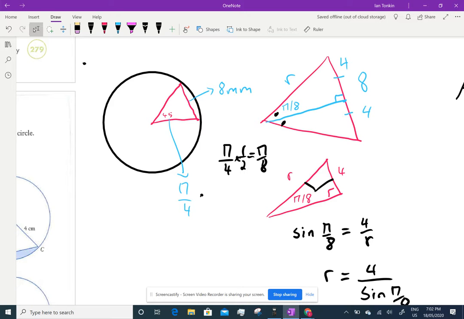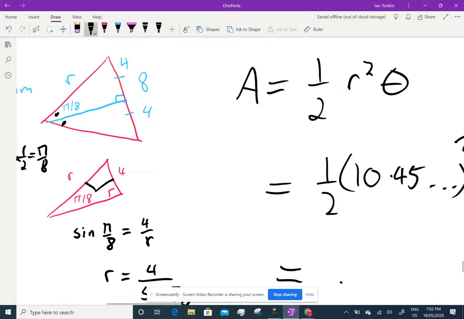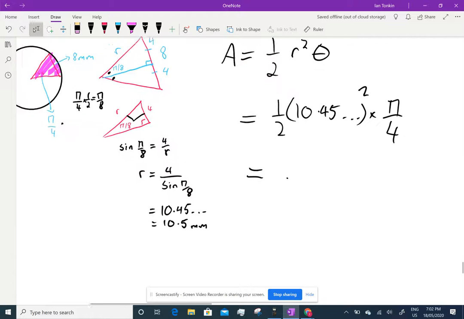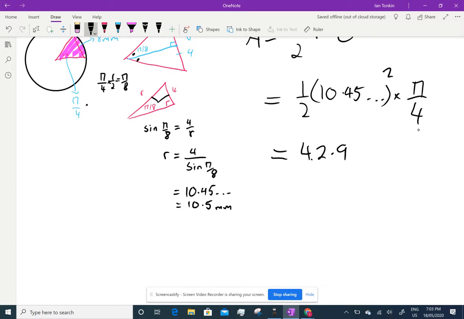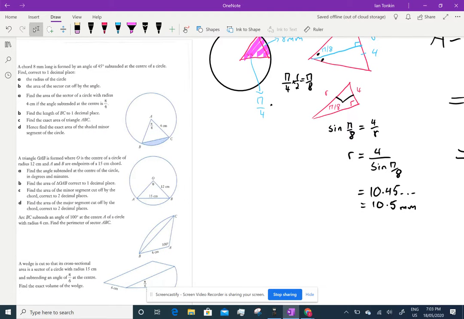Because remember, now we're finding all this area, and we need to use pi on 4. So here we go. So half 10.45 squared. So I'm going to go 0.5, that's a half, times my answer squared times pi on 4. 42.9, which is the correct answer. Millimetres squared.